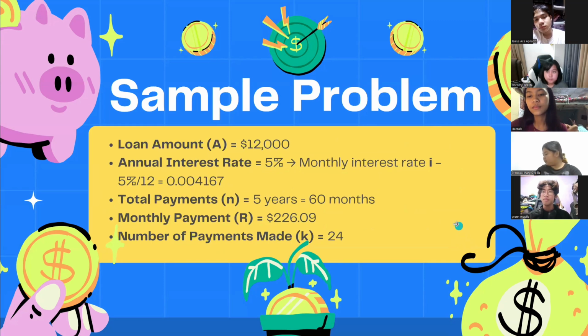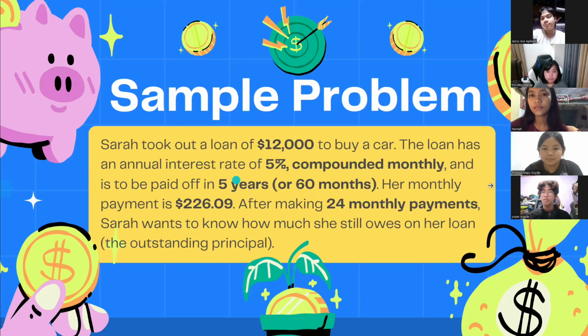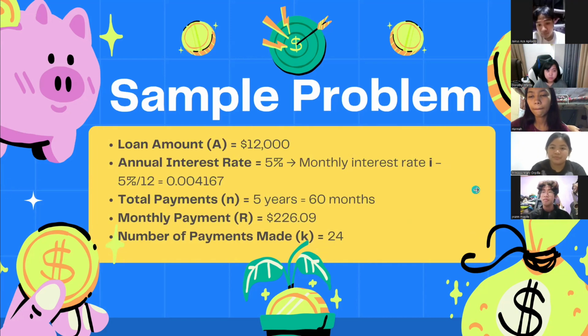So yung given po from that problem is the loan amount, which is A, equals $12,000. And the annual interest rate is equal to 5%. And yung monthly interest rate i is 5% divided by 12 since compounded monthly. And then, that will be equal to 0.004167. And the total payments, which is n, equals 5 years, which is equal to 60 months. And then the monthly payment, which is our R, is equal to $226.09. And the number of payments made, which is our k, is equal to 24.